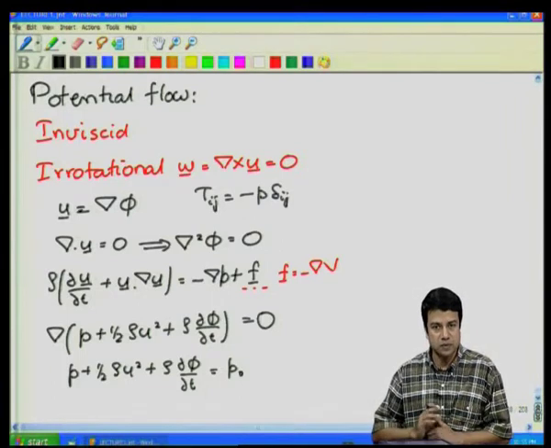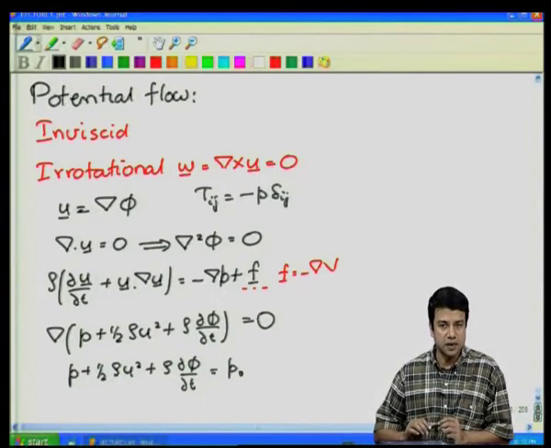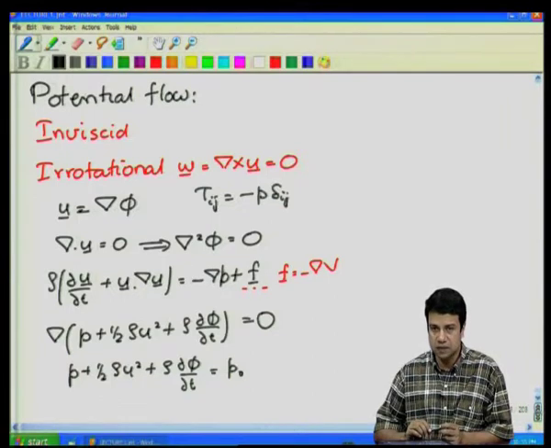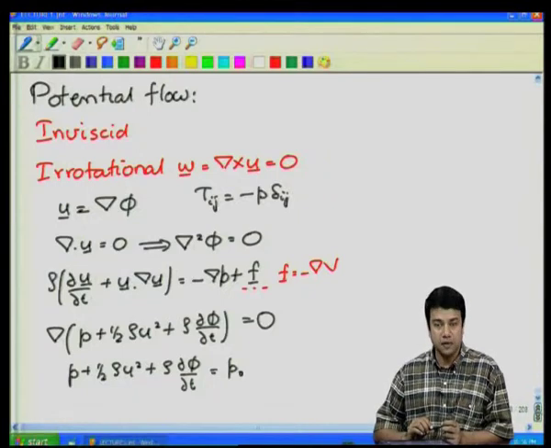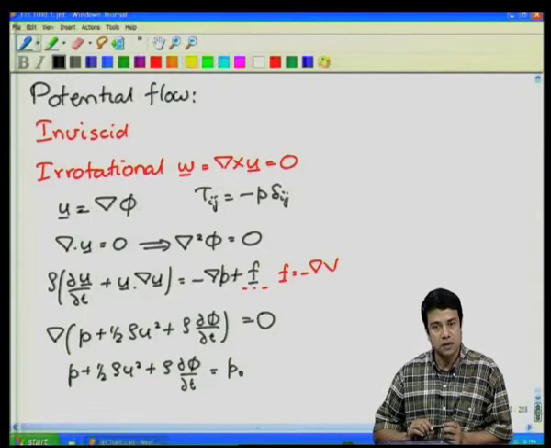A consequence, 2 consequences that we discussed in the previous lectures. Since we have neglected the viscous terms, it is not possible to satisfy both the tangential and normal velocity or stress conditions. For a potential flow, one can satisfy only the normal velocity or the normal stress continuity conditions. One cannot satisfy the tangential velocity or tangential stress continuity conditions.